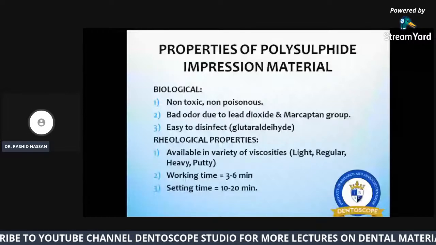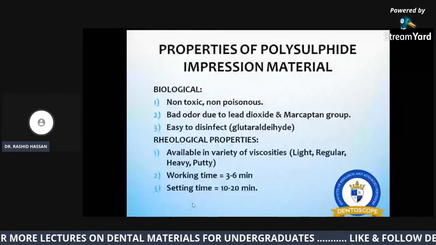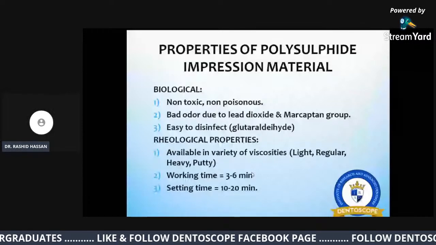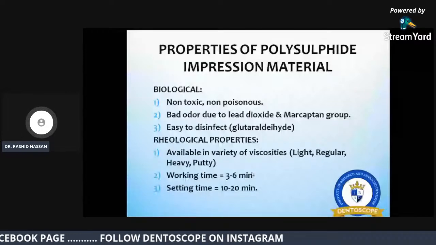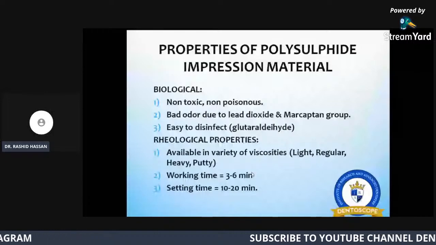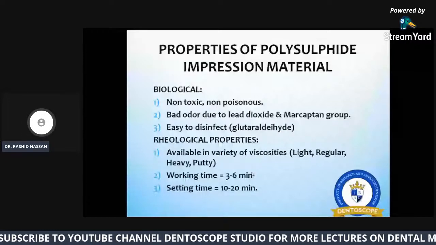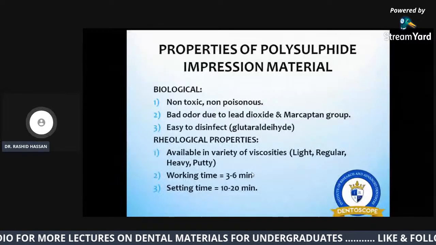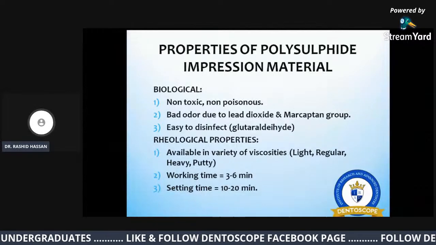The setting time, although the working time is good, it is a large working time, but still the setting time destroys everything. It destroys all the good properties as well, because keeping a tray with a bulk of material inside the patient's mouth, which has a bad odor and a bad color, is going to be very difficult for the patient to keep.